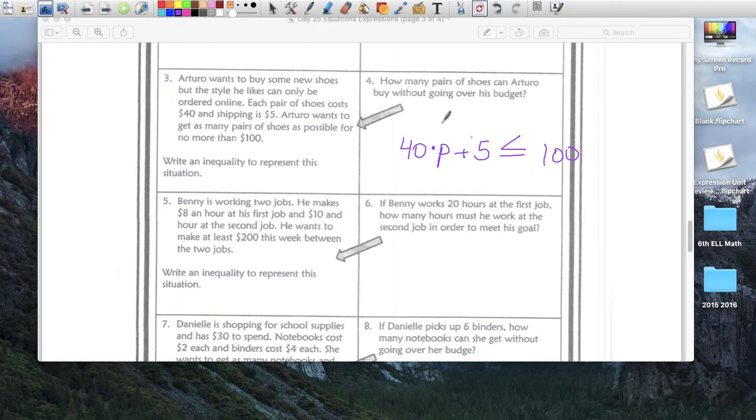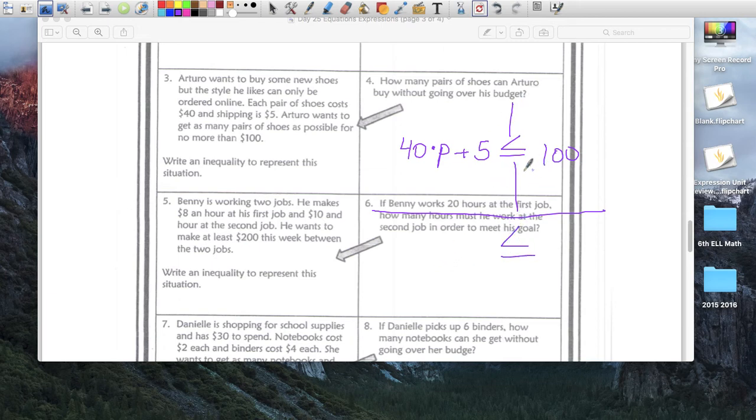And so here is your inequality: 40p plus 5 less or equal to 100. Although we didn't do this in class, we solve this in the same way you would solve an equation. Left side and right side. Obviously the difference is that this is an inequality. So here you would go like this.